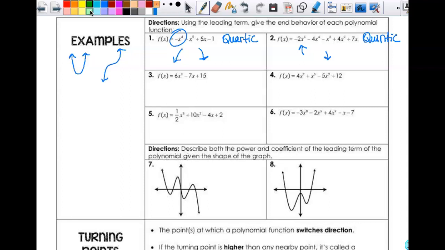Okay. Kylie, give me number 3. What's it called? Quadratic. Quadratic. And what does the end behavior look like? Up, up. Y'all agree with that? Yes. Thank you, Kylie.